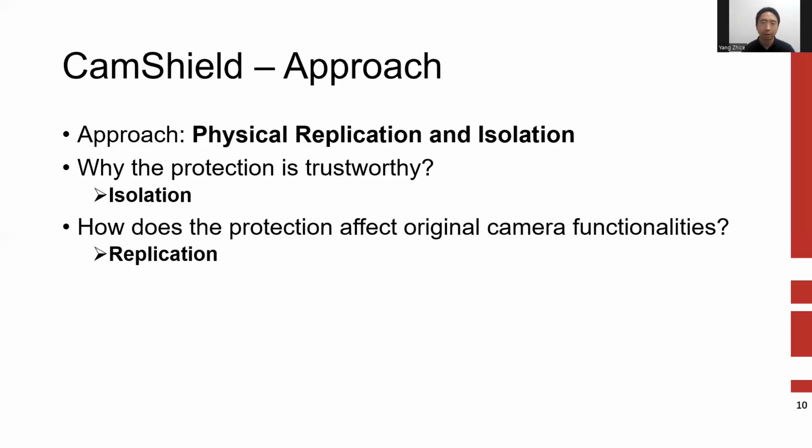A second question is how will the protection affect the functionality of the camera? The CamShield uses its own camera to emulate the original camera. To support advanced features such as cloud analysis, it offers an option to the user to allow them to determine which part of the information can be disclosed to the cloud.